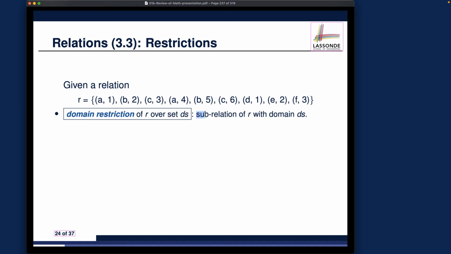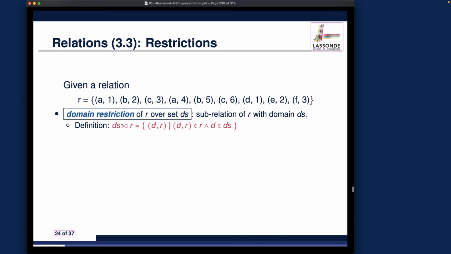Its output is going to be just another relation, but it's going to be more like a subset of R, with domain ds, meaning that we're going to keep in the sub-relation all the order pairs whose first elements are in ds. That's basically what's going to happen, right? Let's look at the formal definition. So this is the notation over here.